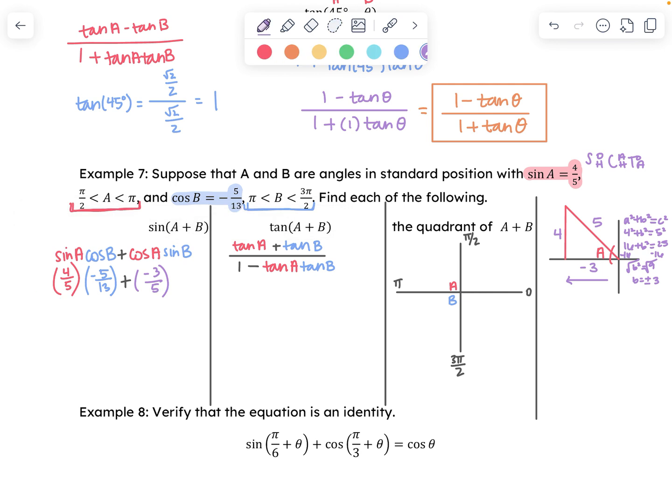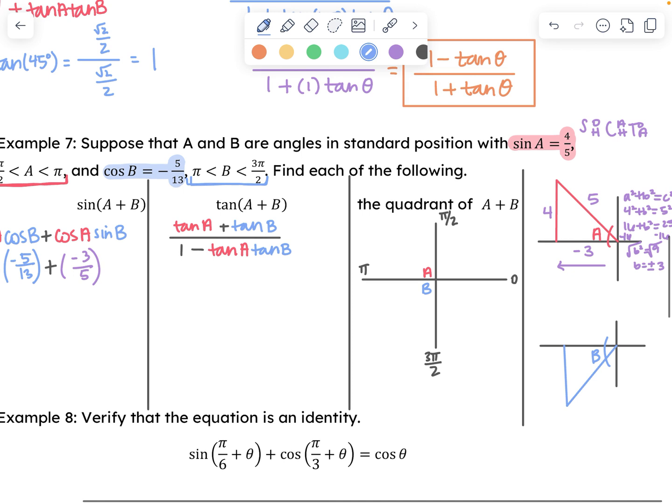And then I also need to look at B. Now I know B is down in quadrant 3. So I'm going to, once again, kind of draw it a little lopsided. Give myself a little more space over here. But I know it's going down this way. Okay, and I know cosine, so that means I know CA, so I know the adjacent and the hypotenuse. I'm going to do a negative 5 here and 13 here.